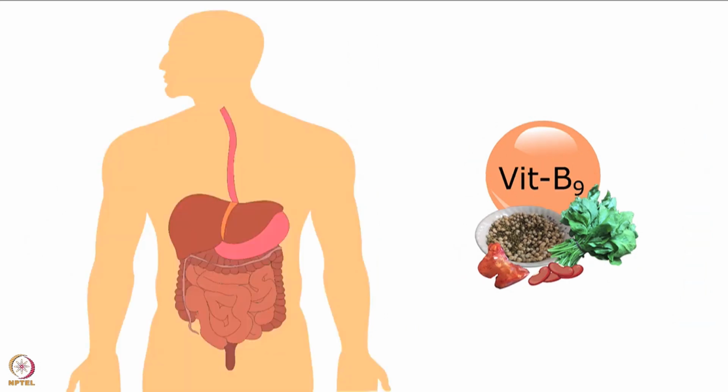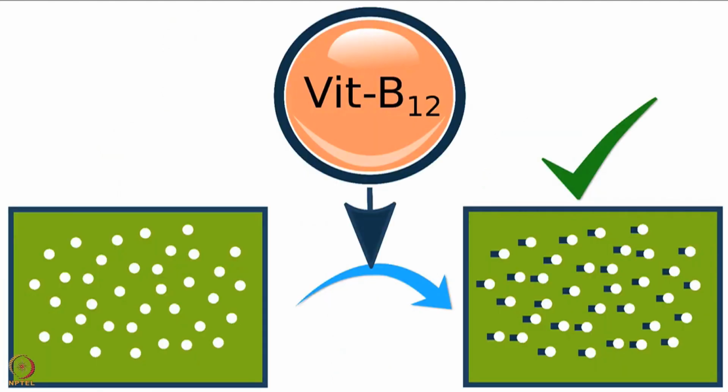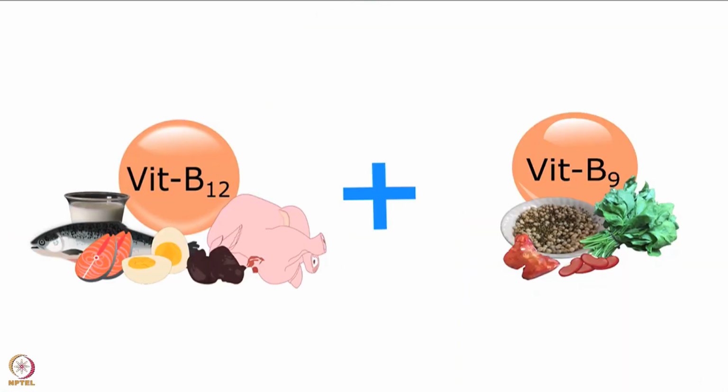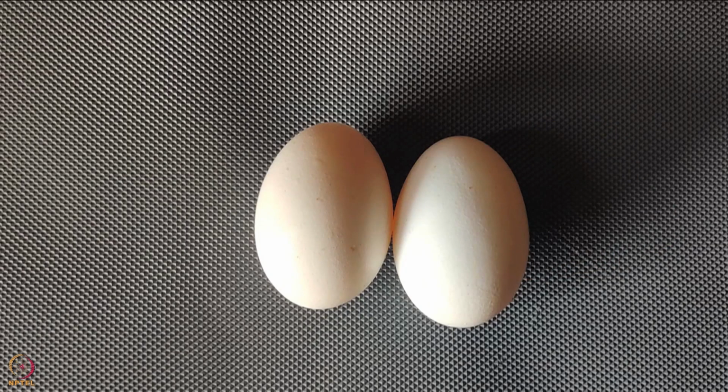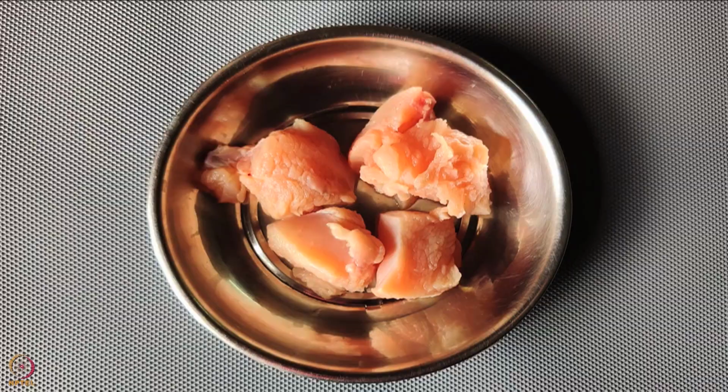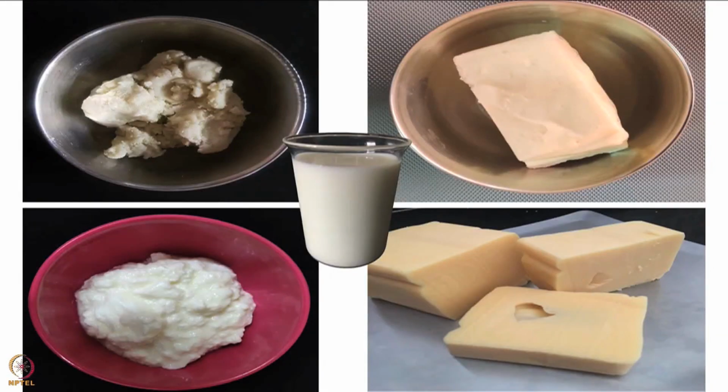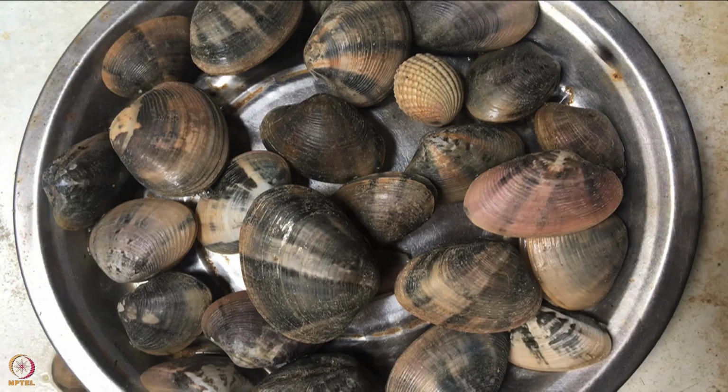Even if folate is present in our body, it will not be able to perform its function. This is because vitamin B12 is required to convert folate into its active form. Thus, adequate intake of vitamin B12 along with folate is important. Eggs, chicken, meat, and milk products are good sources of vitamin B12.